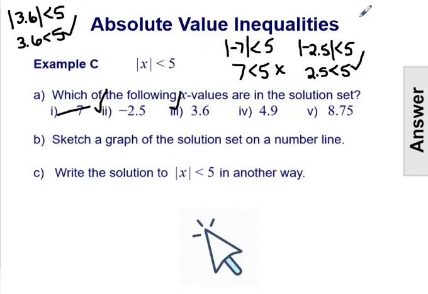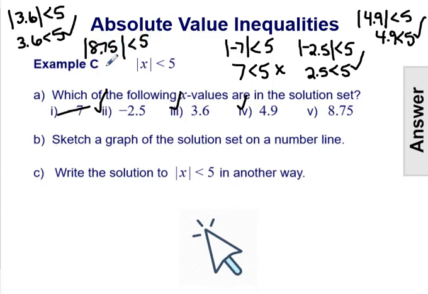4.9, the absolute value of 4.9 is less than 5. Well, 4.9 is less than 5 is true. So that would be a part of the solution set. And then we have the absolute value of 8.75 is less than 5. Well, 8.75 is less than 5 is false. So that would not be a part of the solution set. So 2, 3, and 4 would be, but 1 and 5 would not.